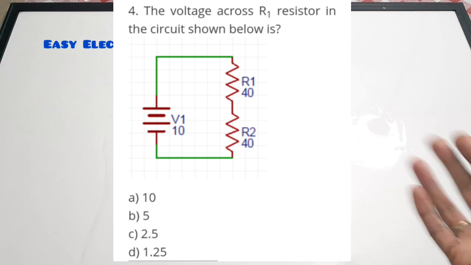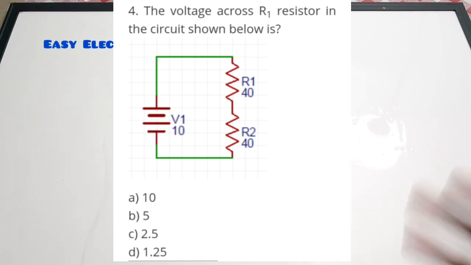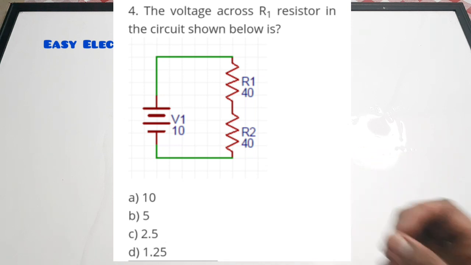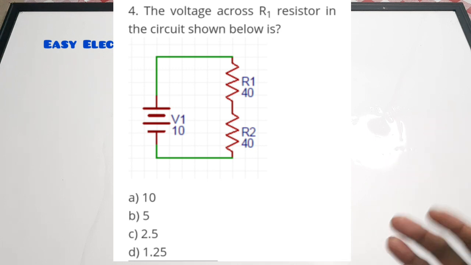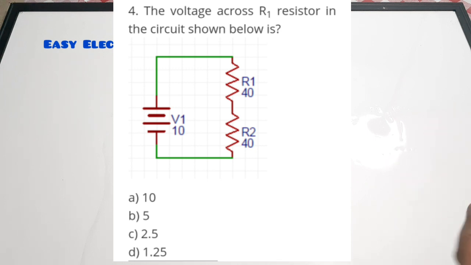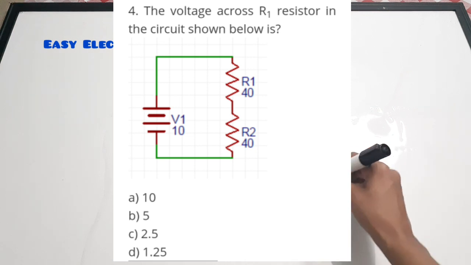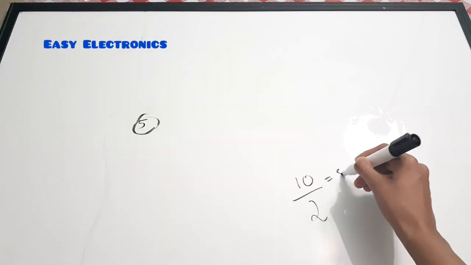Now the total voltage is 10 volt. So as they are in the series connection, the voltage has to divide between the two resistors, right? So since the voltage has to divide, we have to apply voltage division rule. Now if you see the value of the resistors, they are entirely the same. Since the resistors are of identical value, we have to just divide the voltage by 2. 10 by 2, which is equal to 5 volt.